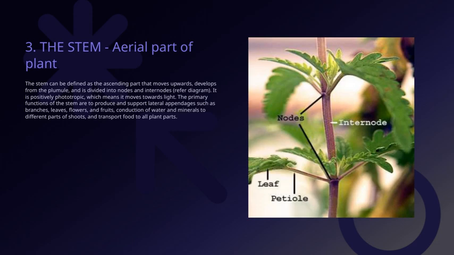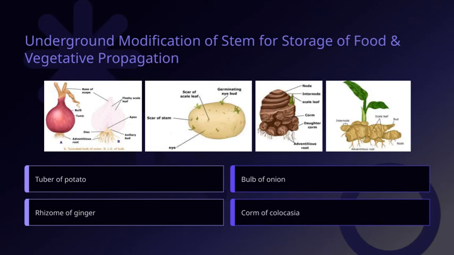Overall, the stem is essentially the aerial part of the plant, its main support and transportation system, integral to the plant's growth and development. Let's take a closer look at some common underground modifications of stems used for storage and vegetative propagation. First, we have the corm of colocasia, which is a swollen storage structure that helps the plant survive adverse conditions. Then, there's the bulb of an onion, a compact, layered structure that stores food and enables the plant to grow again. Next, we see the rhizome of ginger, which is a horizontal underground stem that stores nutrients and can give rise to new shoots.